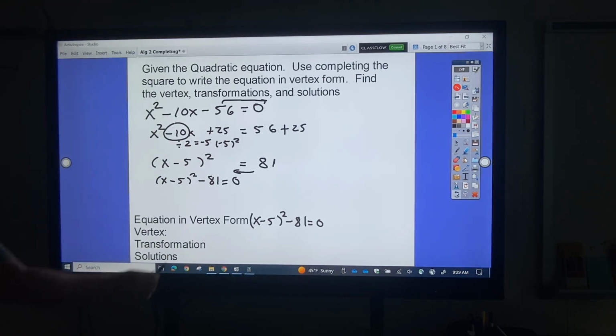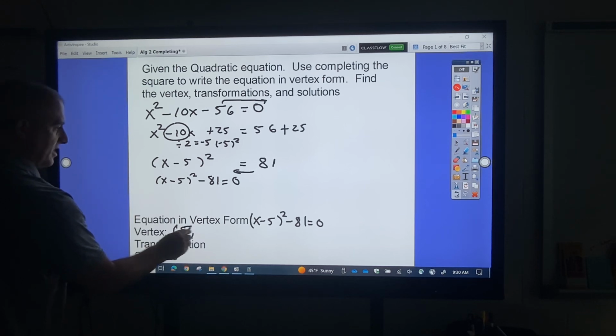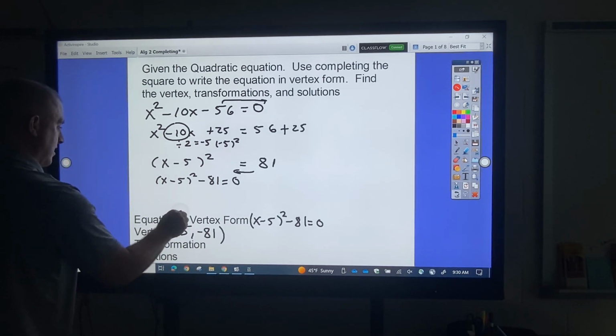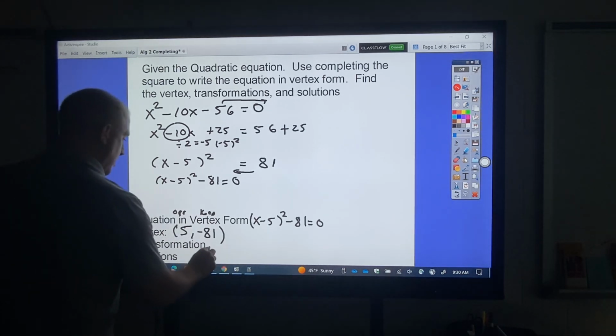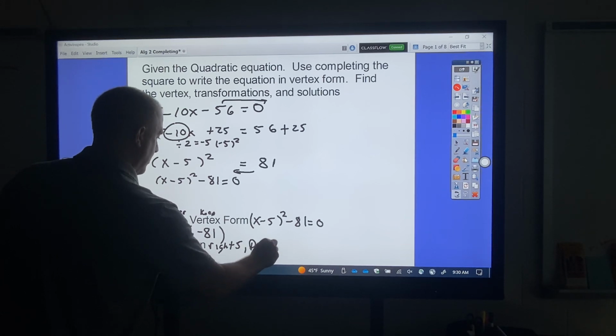The vertex, we talked about this last time. I want to put the opposite of what's in here, and I want to keep that. So that's opposite and keep. Now, what are the transformations? How would you graph that? You would go right 5, down 81.